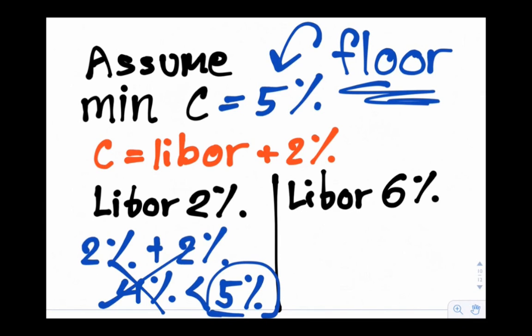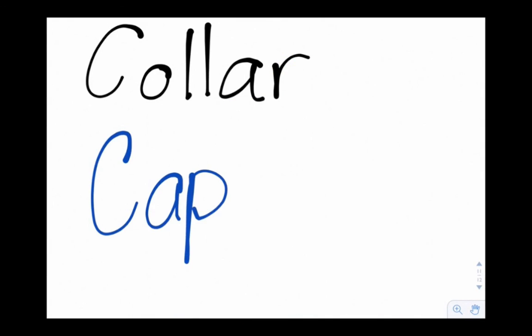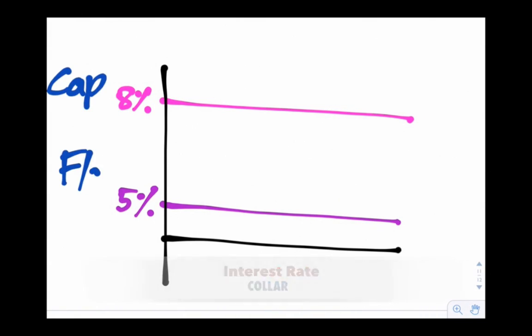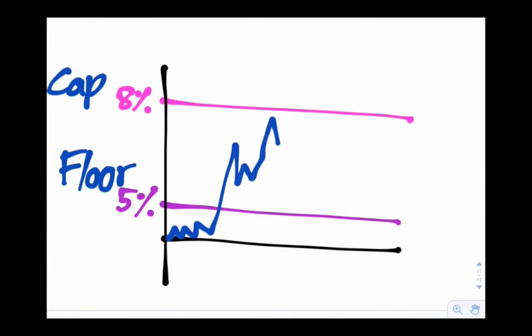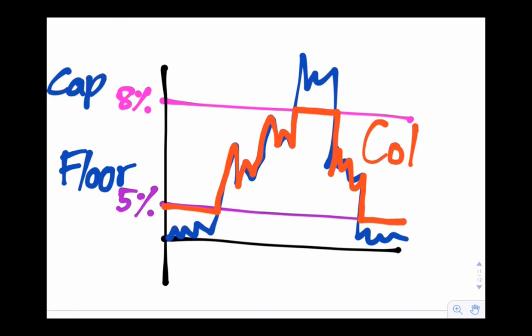Next is where the LIBOR equals 6%. In this case, the coupon is going to be 6% plus 2% or equal to 8%. This is greater than 5%, so it is okay. Collar is cap plus floor, so it contains both maximum and minimum. Here 8% is cap and 5% is floor. So if the interest rate is moving like this, the coupon payment will be only within the range of 5% and 8%. And this is an example of collar.